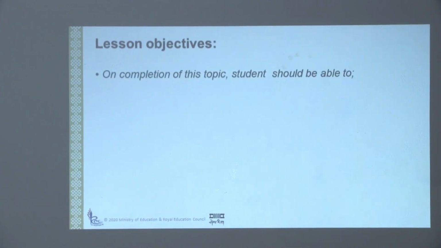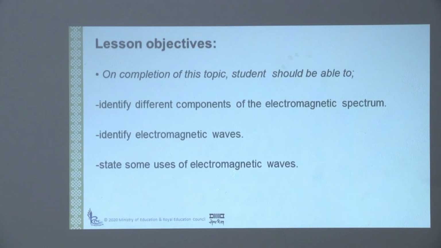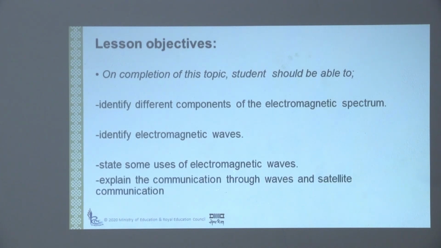On completion of this topic, students should be able to identify different components of the electromagnetic spectrum, identify electromagnetic waves, state some uses of electromagnetic waves, and finally explain the communication through waves and satellite communication.